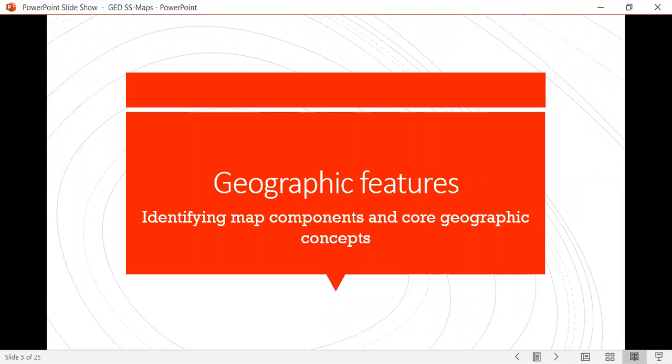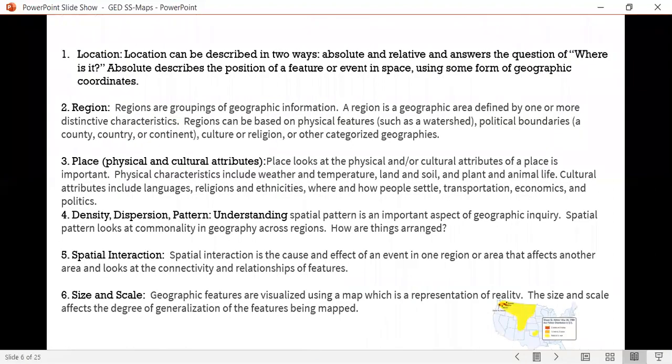We're going to learn about identifying map components and core geographic concepts. So these are some of the map components and geographic concepts we're talking about. Like location. Location can be described in two ways, absolute and relative. And we're going to learn about how to identify these, like where we live, the absolute location. Absolute describes the position of a feature or event in space using some form of geographic coordinates.